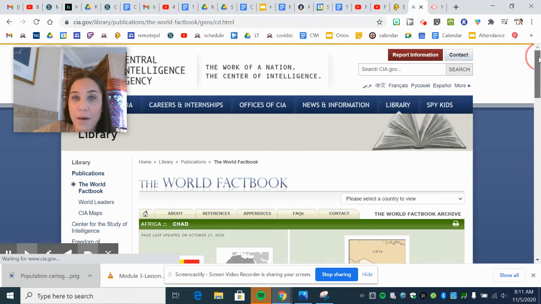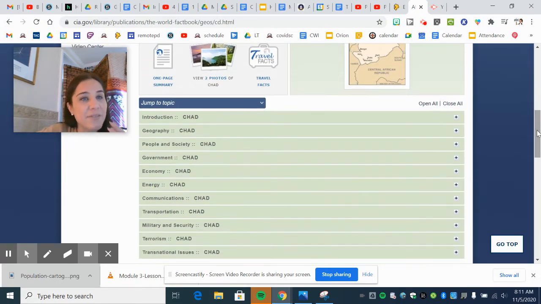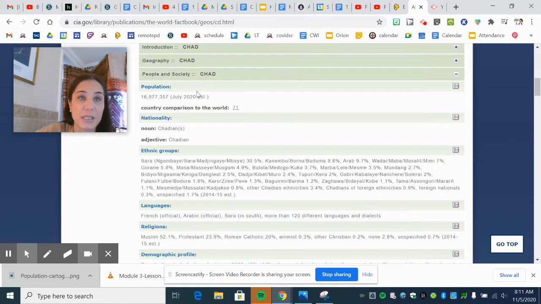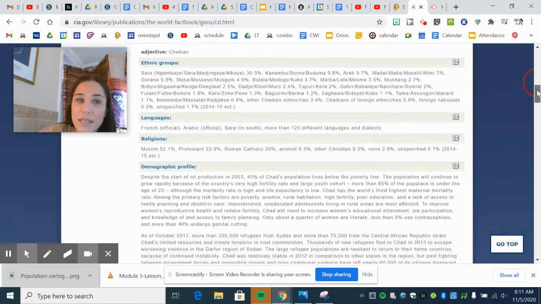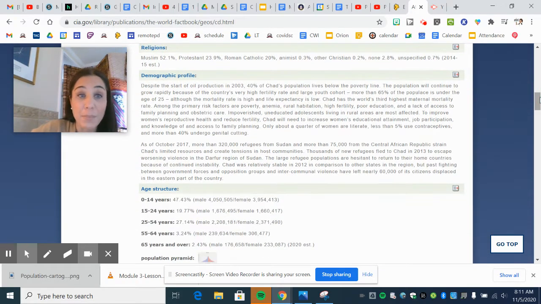So I'm going to scroll down a little bit and then I'm going to select, I want specifically demographic information. So I'm going to select people and society. And it's going to give me all kinds of information about the population. It's going to give me the total population, national, ethnic groups, languages. We're not necessarily going to look at those cultural statistics right now. We just want to know about population. So we're looking at age structures.